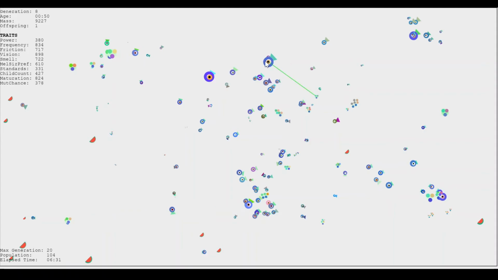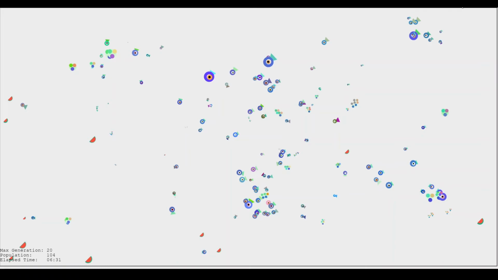Maturation looks like very long, so it looks like they want their eggs to stay in the egg form for as long as possible. And then mutation chance, this trait is kind of hard to get much value out of. But it seems like this one has a lot of variation actually, but on the lower ends, for the most part. So yeah, there you have it. There's an example of how evolution breeds the most efficient agents for this sort of simulation.